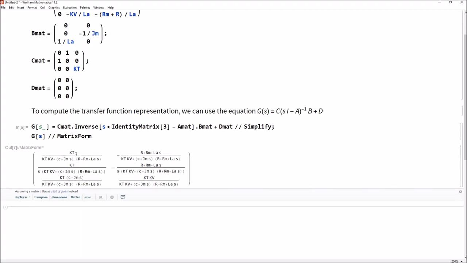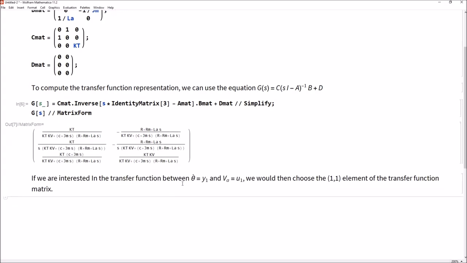Okay, here we are. So we've got, like we said, a 3x2 matrix, which describes all of the transfer functions between all of the different inputs and all of the different outputs. So now, what we're interested in is the transfer function between the first output, which we said was the velocity of the motor, and the first input, which was the armature voltage. So we want to grab the 1-1 element of this transfer function matrix. So I can do that right here.